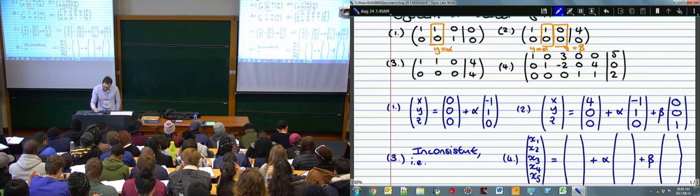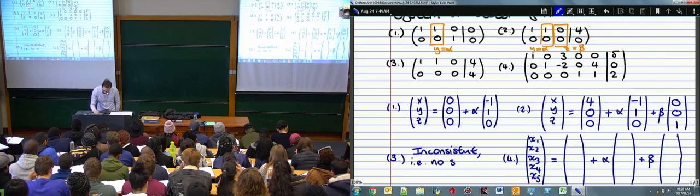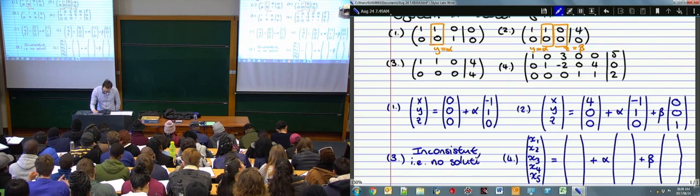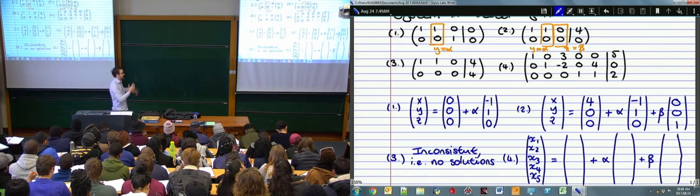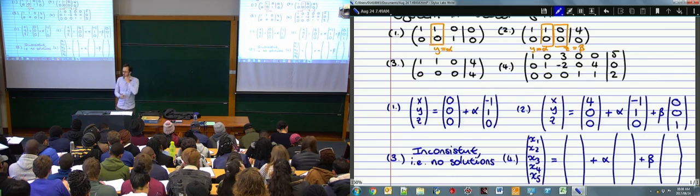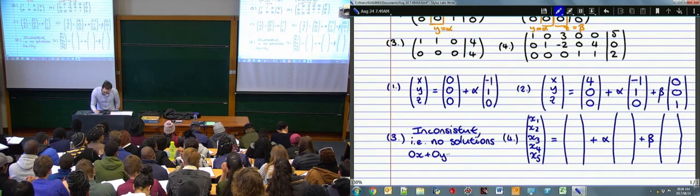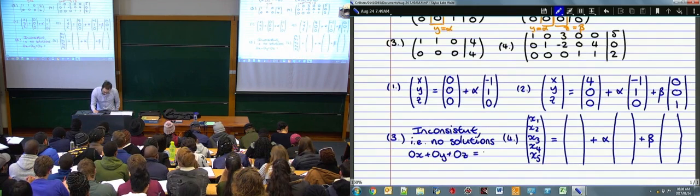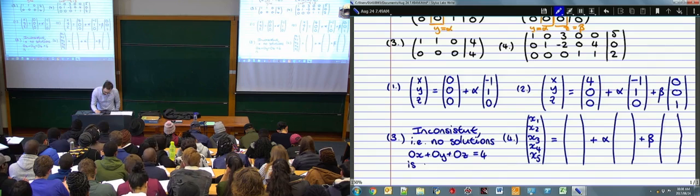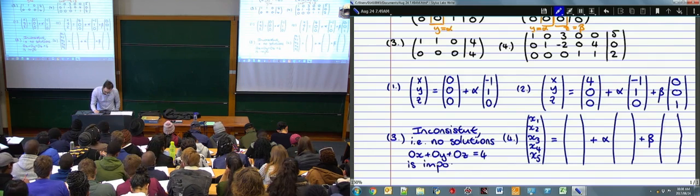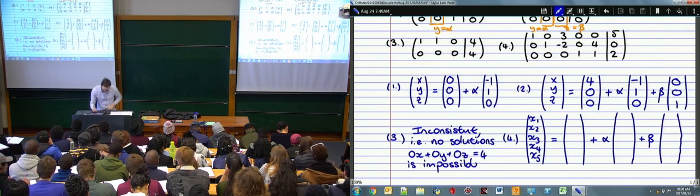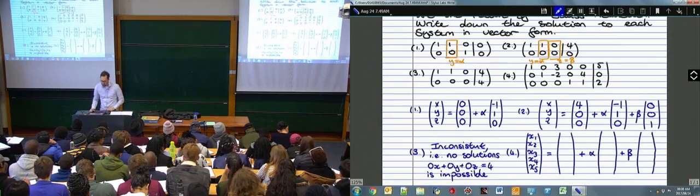Or if you don't want to write inconsistent, you could write down something like no solutions. But the point is, there's no solution for us to write down over here, because we've got 0x plus 0y plus 0z is equal to 4, and it's impossible for us to have that.